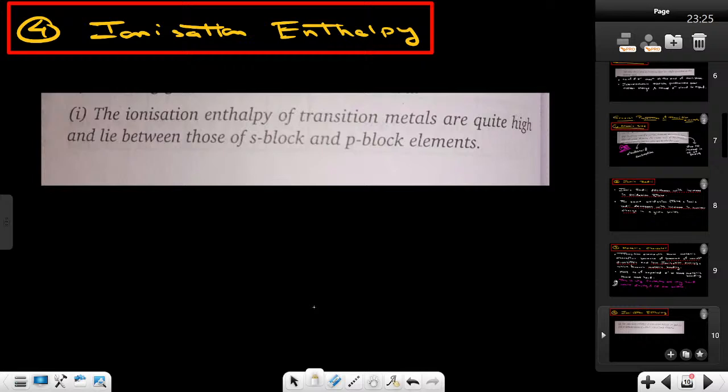So what do you think will be your answer for this? Though it's a very easy one, but what should be the answer for this? Yes. Very easy. Think properly, then you can answer. See, s block. S block is located where? On the extreme left of the periodic table. So if it is located on the extreme left of the periodic table, the nuclear charge will be lower.